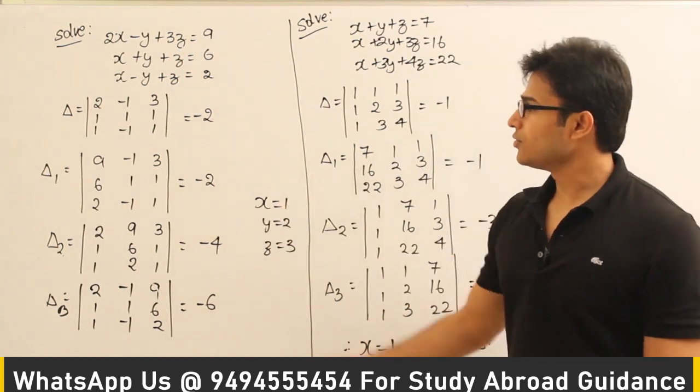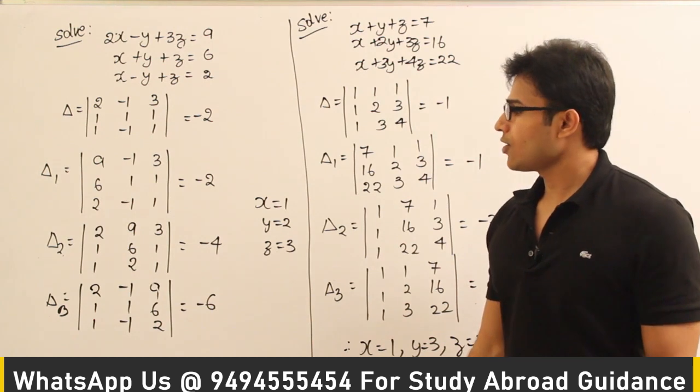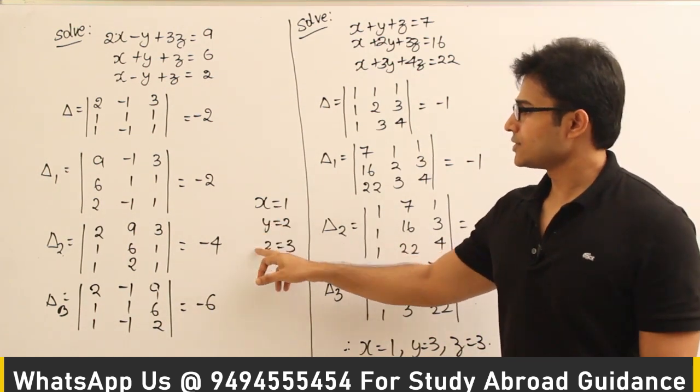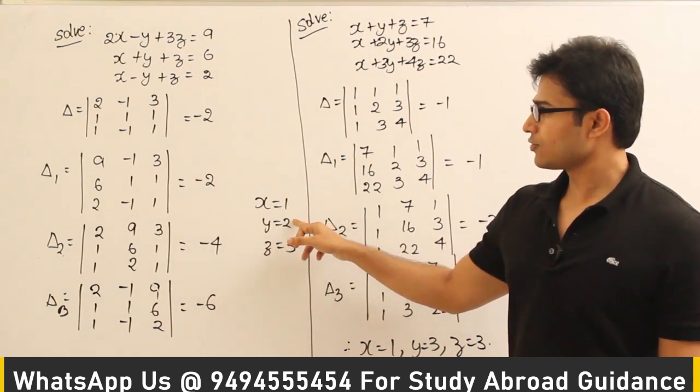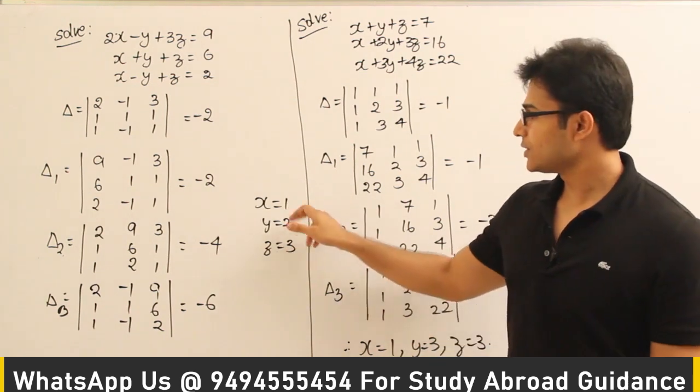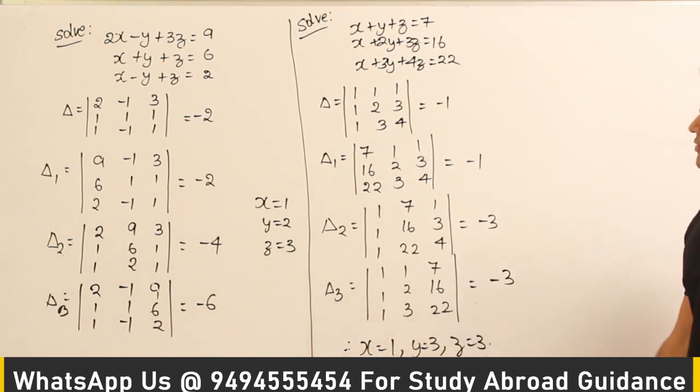You can find the values directly or use some transformations and do it. After doing this, the value of x, y, z is delta 1 by delta, delta 2 by delta, and delta 3 by delta, which is nothing but 1, 2, 3. And next one is here. This is the next example.